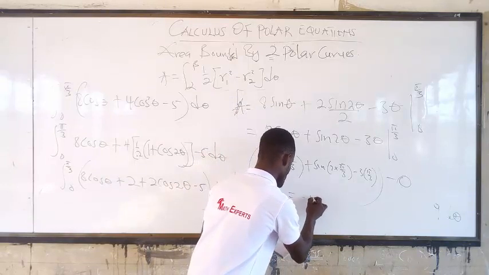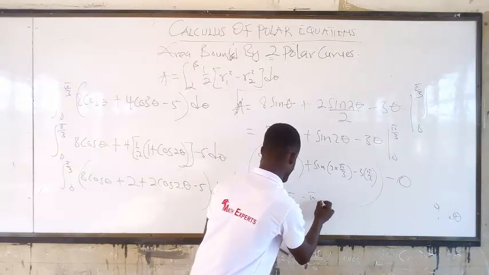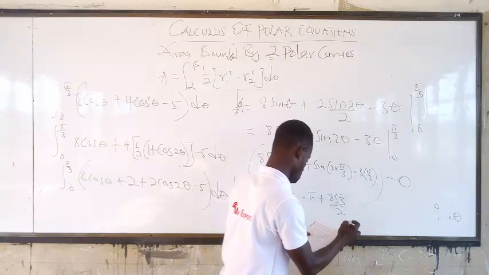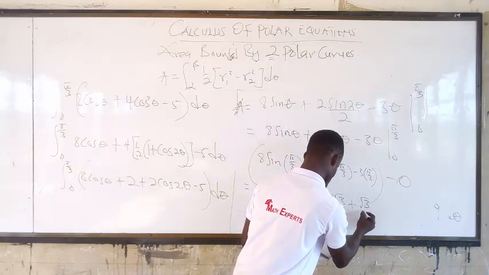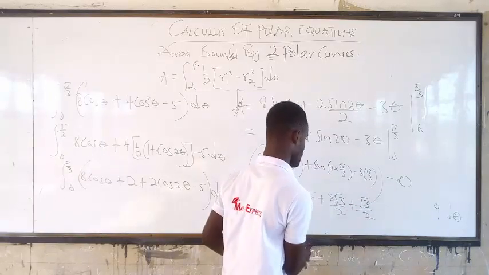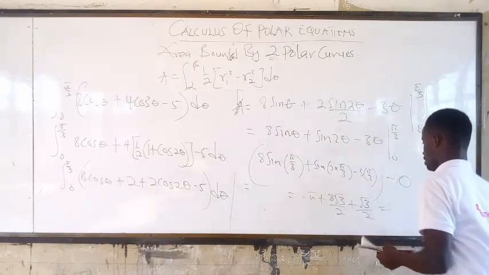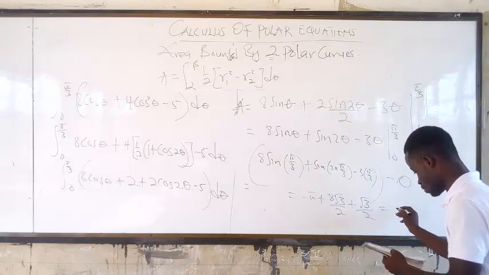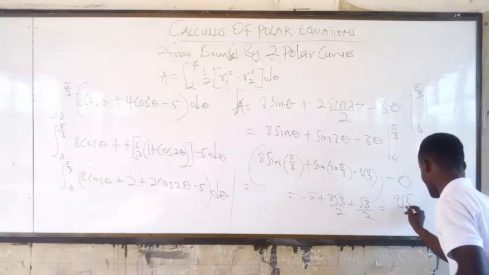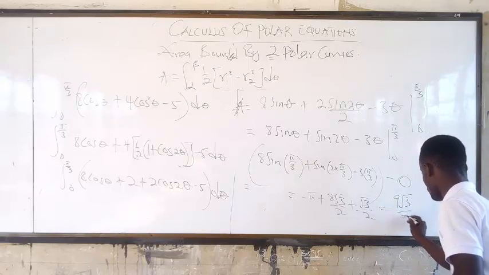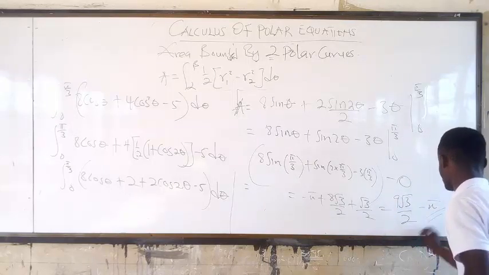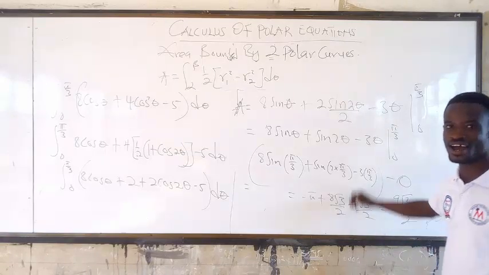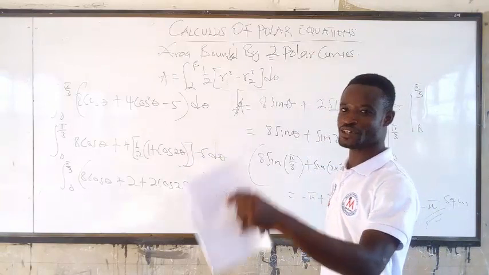Negative pi plus 8 root 3 over 2 plus root 3 over 2. And when you combine this, you get 9 root 3 all over 2 minus pi. So the unit is cubed units. So this is going to be your final answer for that. Alright, let me see if I can add more questions for you.